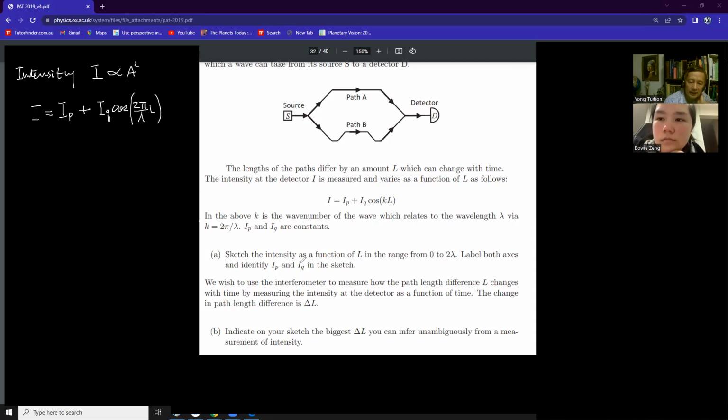Now, sketch the intensity. So you have to draw this diagram as a function of L in the range from 0 to 2 lambda. Okay. So can you draw that? Basically, if you know how to draw the cosine function, you should be able to draw that. You agree? Yeah, right. If you know how to draw this one, we can build that afterwards. All right, so can we just do cosine first? Otherwise, we'll have to put in the displacement, say the shift. I just draw cosine first.